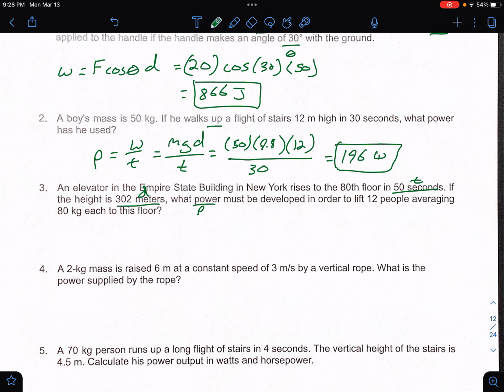Okay, so I'm going to label out what I have. Distance is 302 meters. Time is 50 seconds. My mass, I have 12 people averaging 80 kilograms. So I'm going to do 12 times 80. So that means I have a total mass of 960 kilograms.